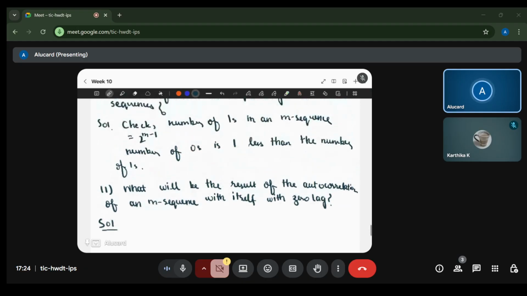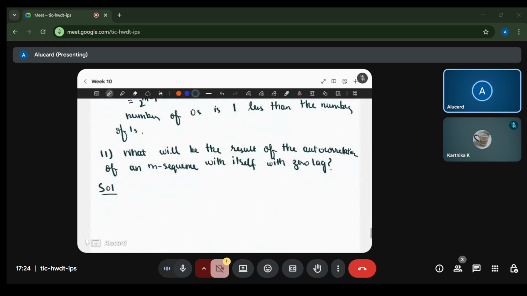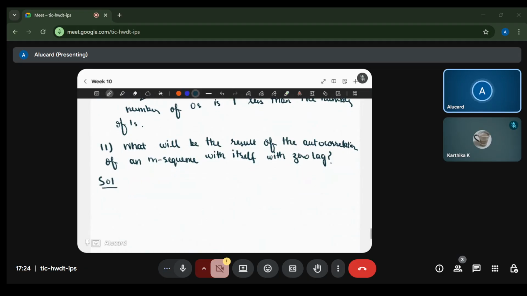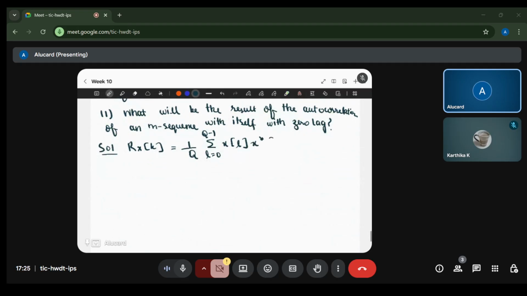So we already saw, for two different sequences x and y, the correlation Rxy. Now Rx of k, the autocorrelation with lag k, is the conjugate of x of L minus k, and this is mod q.